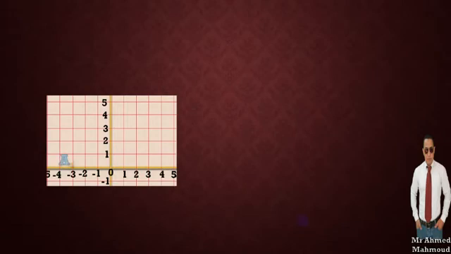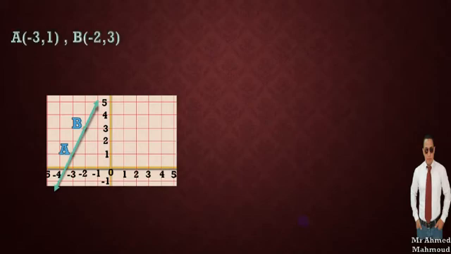Here in this example, if A equals (-3, 1) and B equals (-2, 3), by connecting them we get a straight line like this. If I need to find the slope of this straight line, it equals y2 minus y1 over x2 minus x1, which equals (3 minus 1) over (-2 minus -3), equals 2.